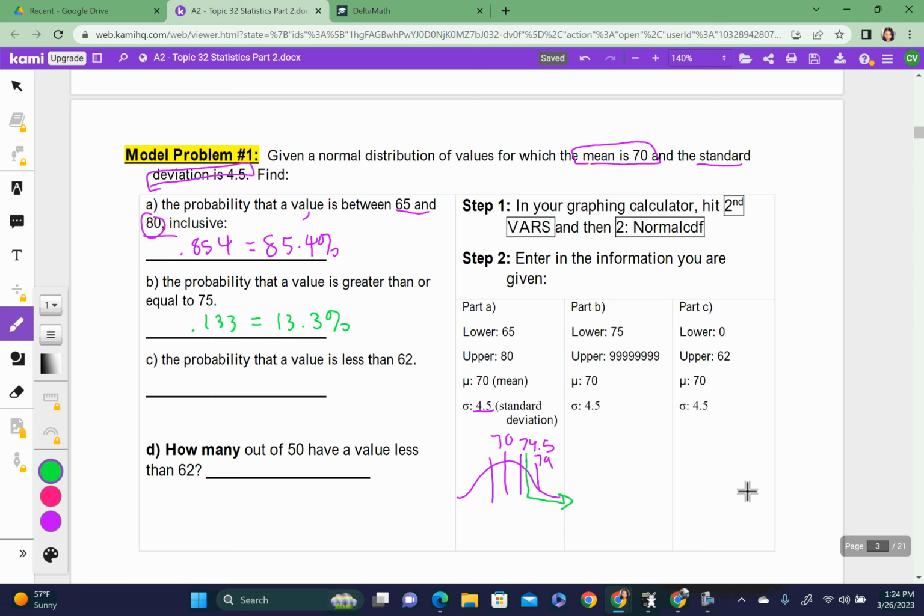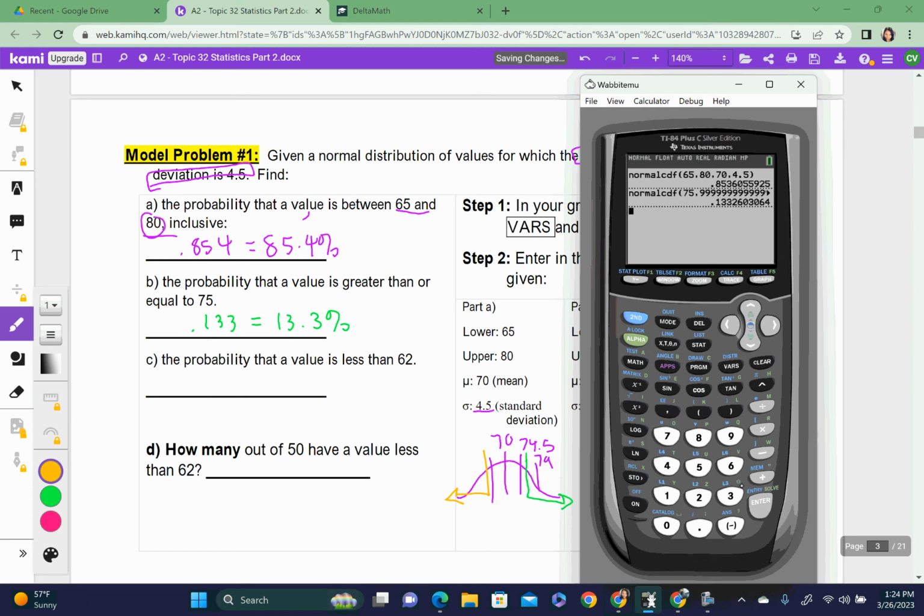Next, the probability that a value is less than 62. Okay, so 62 is going to be somewhere over here. Let me just go ahead and change the color to this weird orange. So 62 is going to be somewhere over here, and I'm looking for less than that. Now I'm going to do the same thing, second vars, option number 2, right? That's what I always pick.